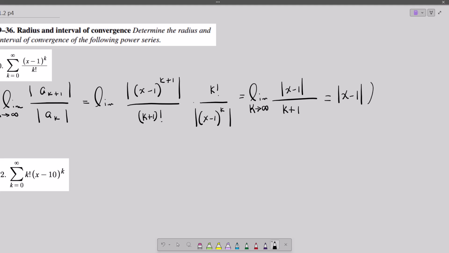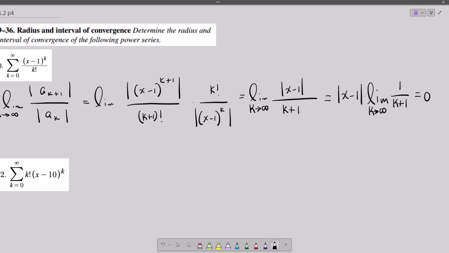So this all boils down to absolute x minus 1 multiplied by the limit of 1 divided by k plus 1 as k goes to infinity. And what is this limit? It's 0. And what's 0 times anything? 0. So we get 0. So that limit is 0.